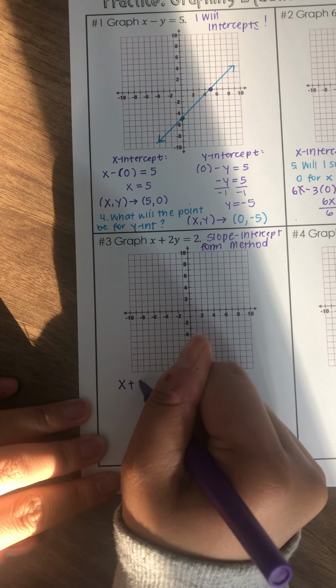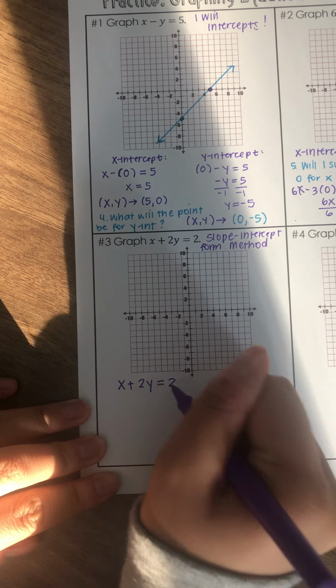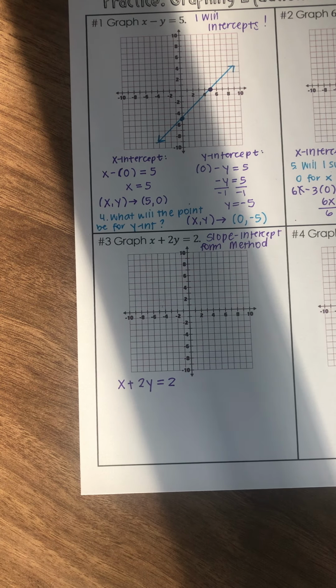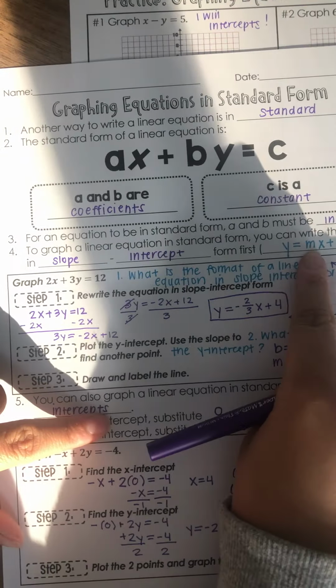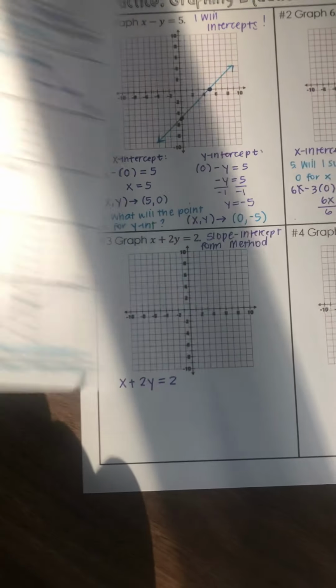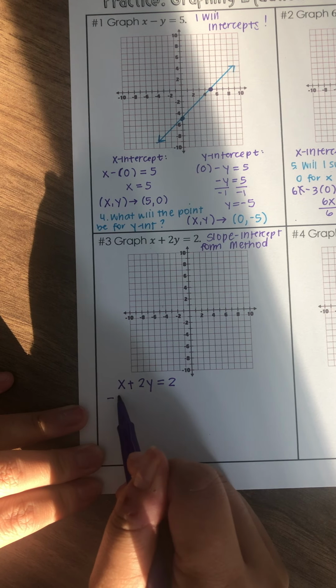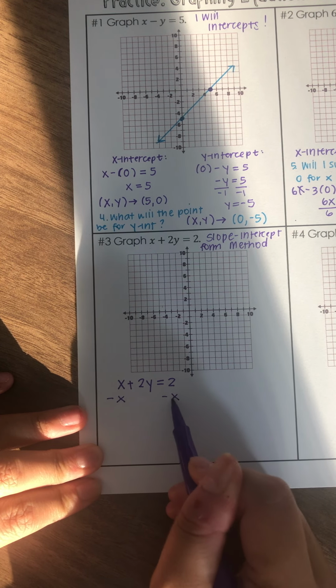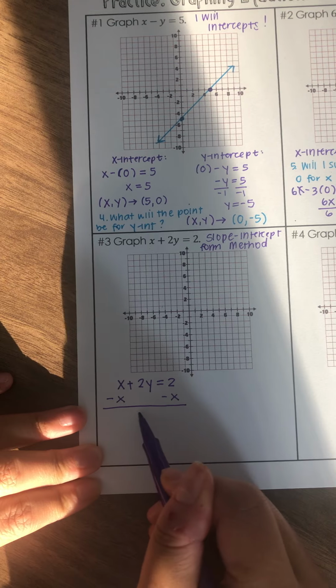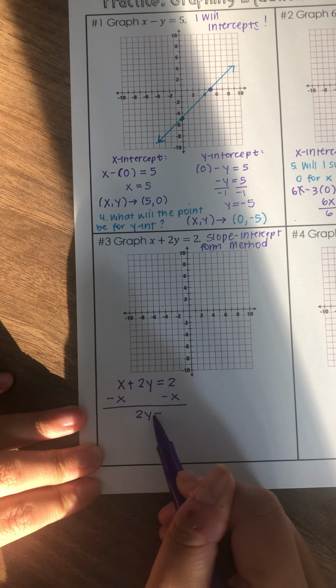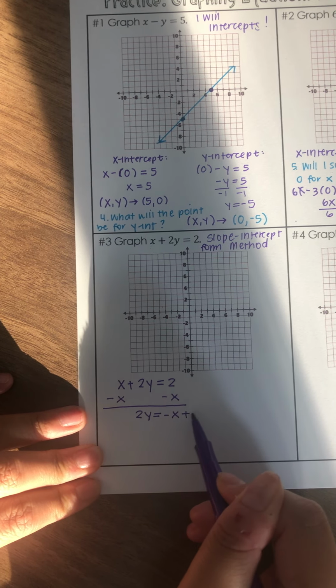So how to do that is, again, I want it to be in this form of y equals mx plus b. So I want to get this y all by itself. So I will go ahead and subtract that x from both sides, leaving me with 2y equals negative x plus 2.